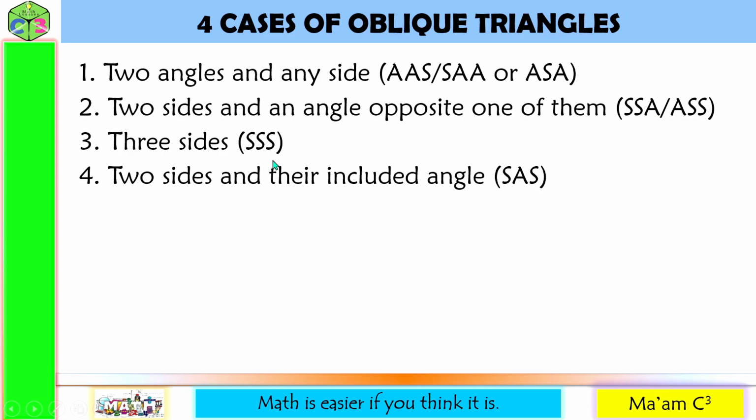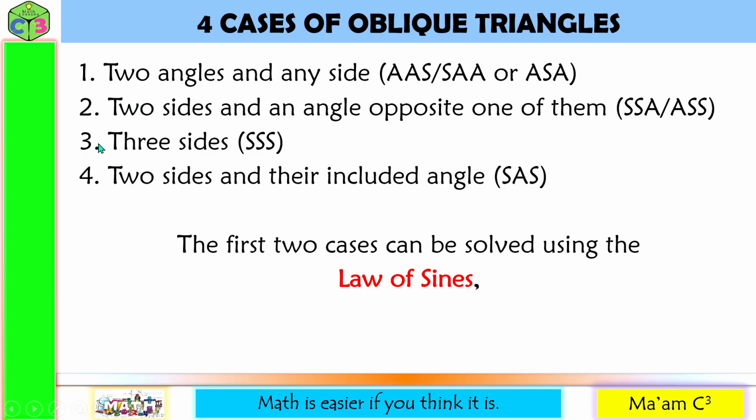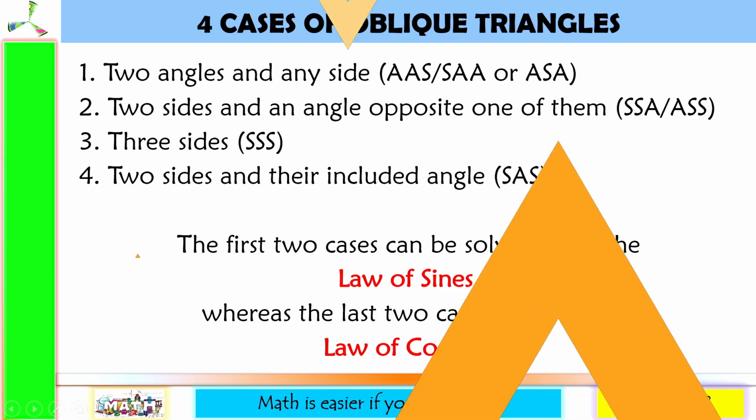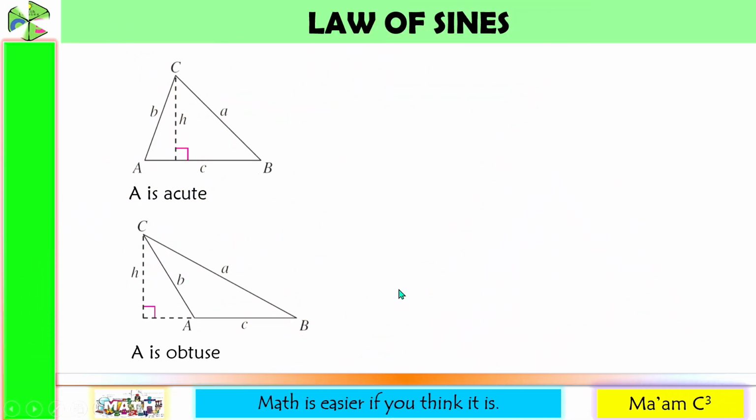Number 3, I have 3 sides, SSS. And number 4, 2 sides and included angle. So I have S, angle in between, and another S. The first 2 cases here can be solved using sine law, while case 3 and 4 can be solved using cosine law. Today, our discussion will focus on law of sines. So law of sines is applicable for oblique triangles such as an acute triangle and an obtuse triangle.